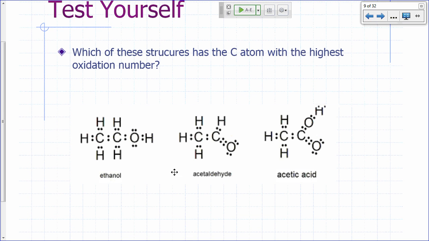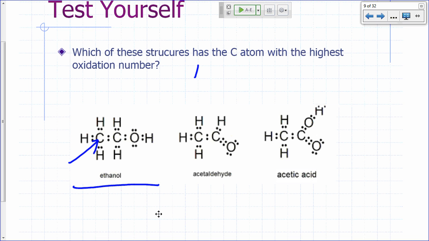All right, let's take a look at this one. Which of these structures has a carbon atom with the highest oxidation number? You just take a wild guess. Here's ethanol. Let me help you figure out the oxidation number of this first carbon right here. Which one's more electronegative, carbon or hydrogen? Carbon.